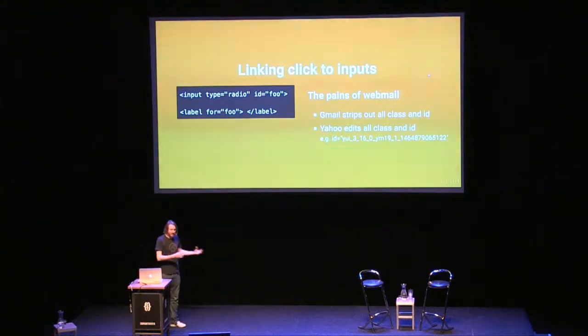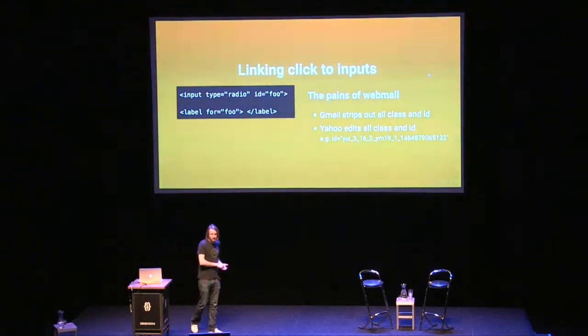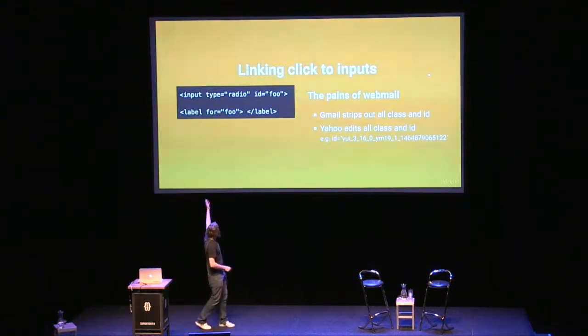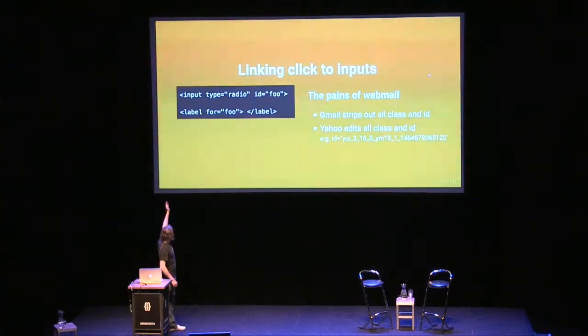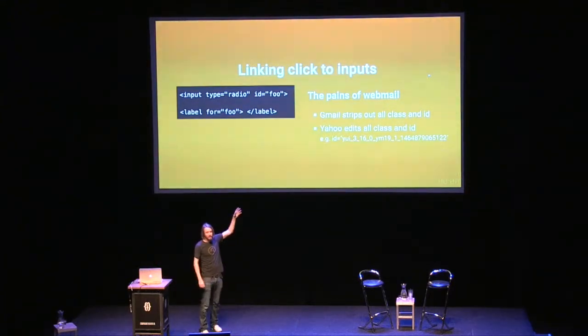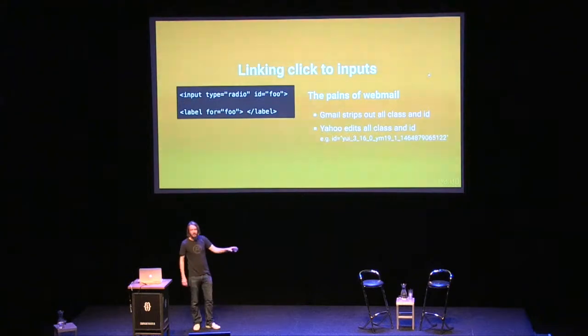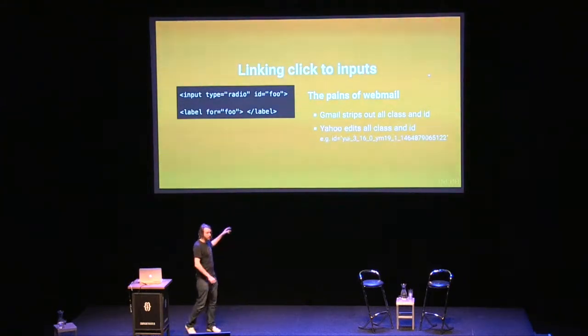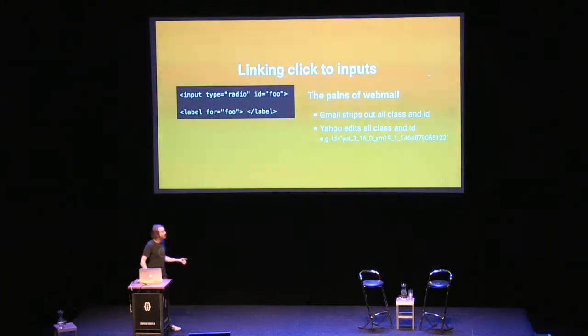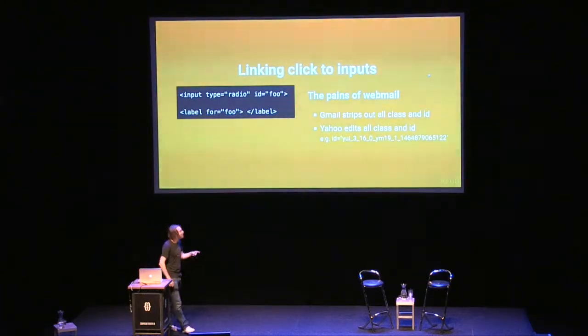So how are we linking these clicks to the inputs? Because we're not clicking on the radio buttons. So the obvious way, as you may know, is the input type radio, ID is foo, and then label for foo. So I can put that radio button in the top of my email, and I can put the label anywhere else, as long as it's below the input, and I click on that, and it's going to check the input. That's great. It's simple. That works. It works on the web.